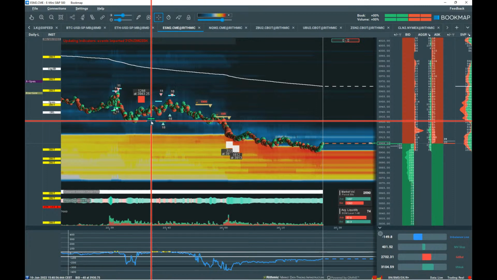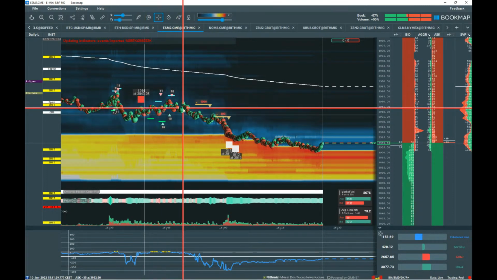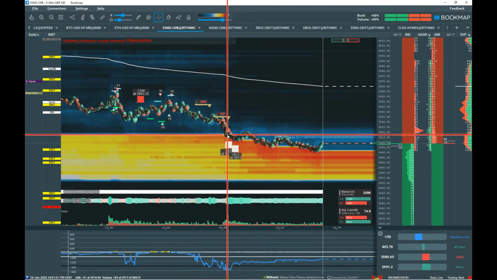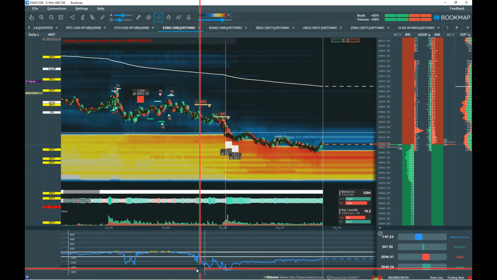Takes time to recalculate again. But they are really hitting the bid. They are trying to resist, but there's no chance so far. You see the imbalance is on the downside.